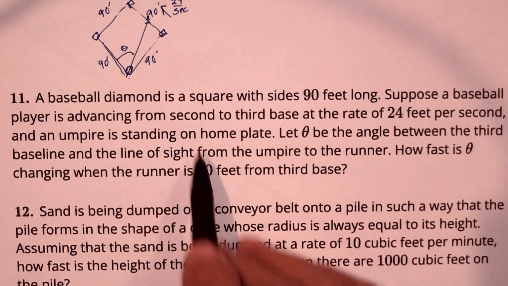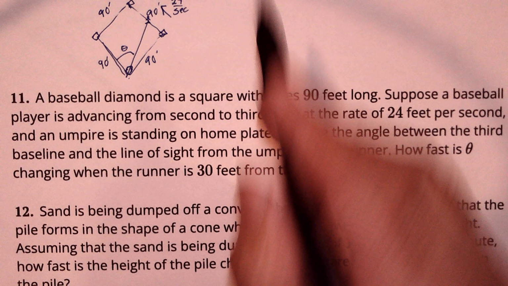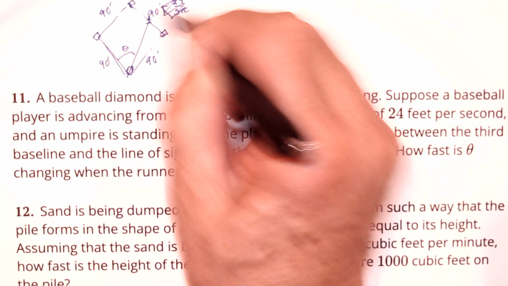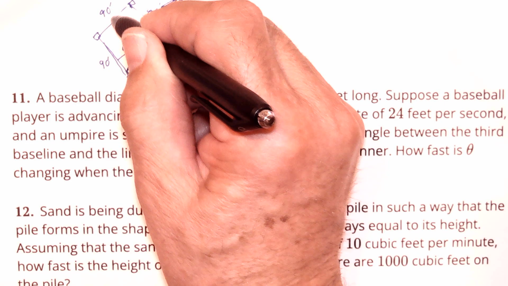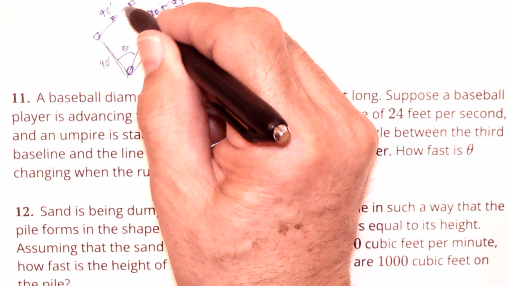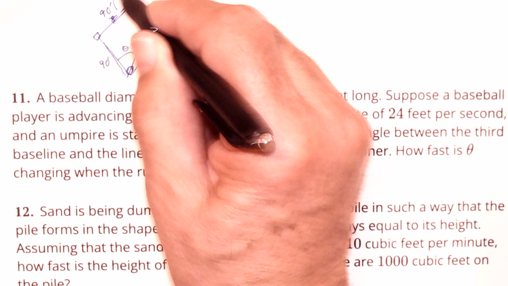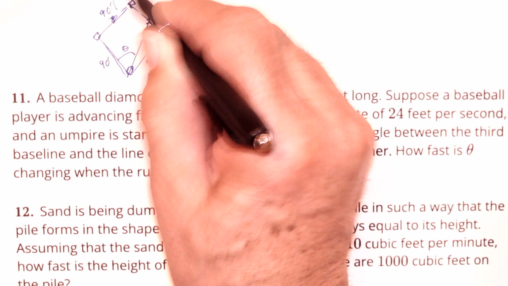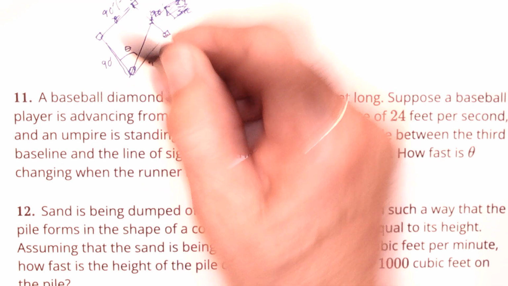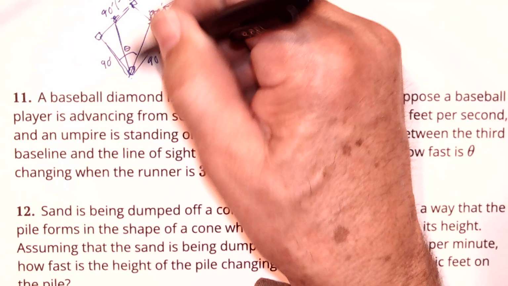Oh, wait a minute. The runner's going from second to third. I got him over in the wrong place. Move the runner over here. He's running here at 24 feet per second. And so the angle is here.